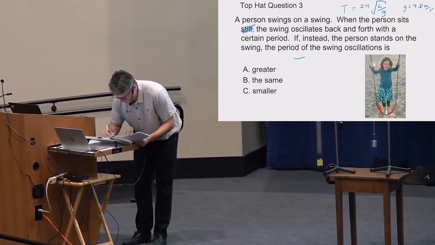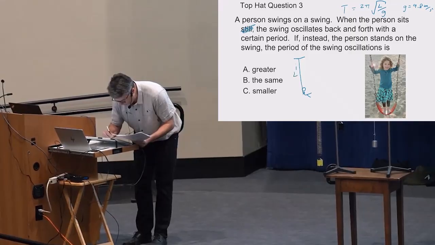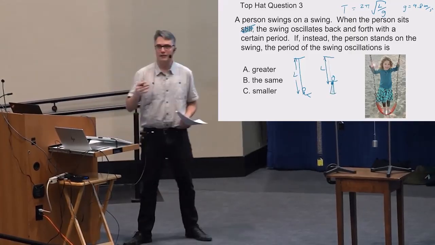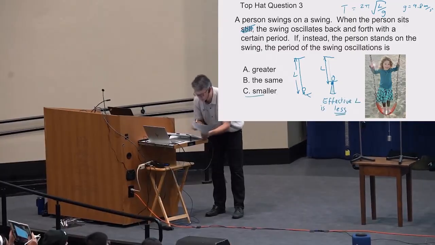So if you've got someone who's properly sitting on the swing, not sitting still, but sitting, and there's the center of mass, then there's an effective length L from here to here. But if you have the same swing and they're standing up, the length is less. Effective length is reduced. So you get a smaller period.